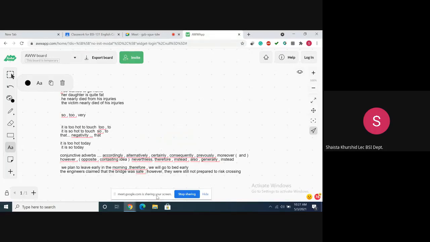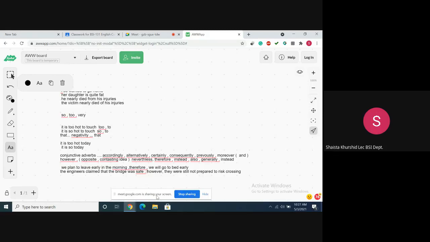Okay, so the engineers claimed that the bridge was safe. However, they were still not prepared to take the risk. So it's like when we have another idea after the conjunctive adverb however, that idea is actually the opposition, or the opposite idea, or we can say it's the contrasting idea to the idea or the sentence that comes before that conjunctive adverb. I mean, however. Okay, so these are the sentences.